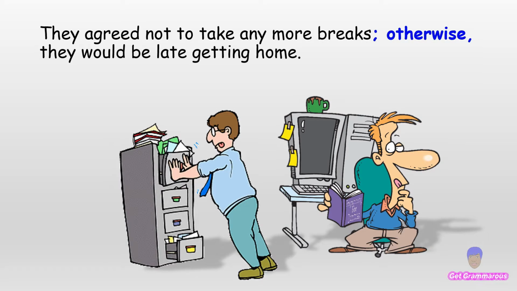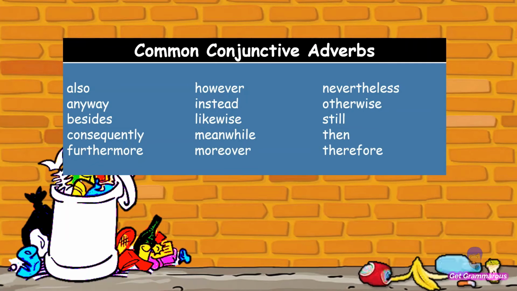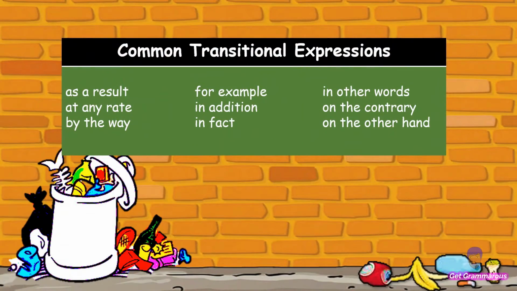Another example. They agreed not to take any more breaks; otherwise, they would be late getting home. This sentence has two independent clauses joined by a semicolon and a conjunctive adverb. Here is a list of the common conjunctive adverbs. Here is a list of the common transitional expressions.